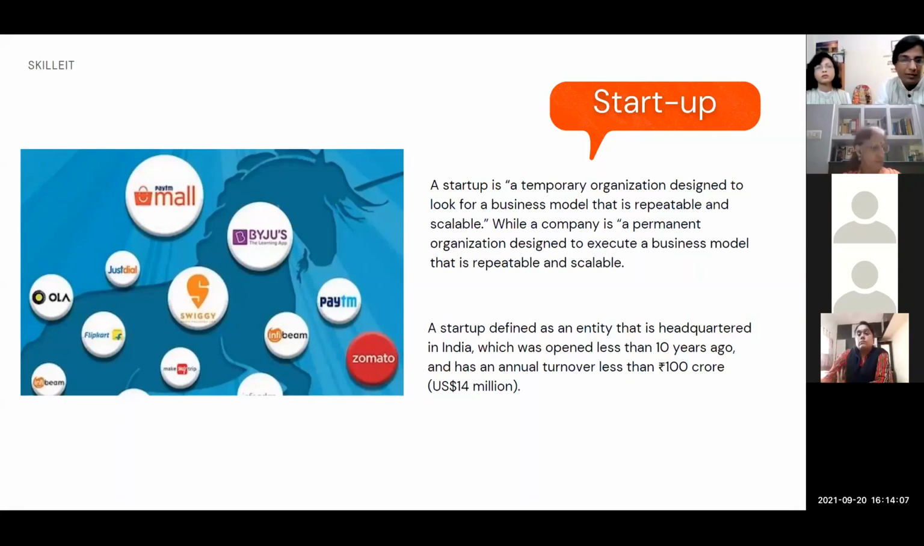But when you go to the definition of our government's Startup India, it is stated in very technical terms, which is also related to other departments they handle, such as taxation. They define a startup as any organization which is less than 10 years old and has an annual turnover of less than 100 crore. That's the basic definition for Startup India, because when your students register, they should know this. So that's for the startup.